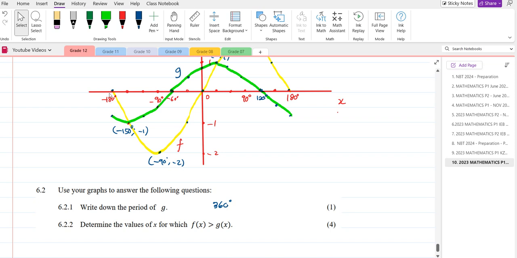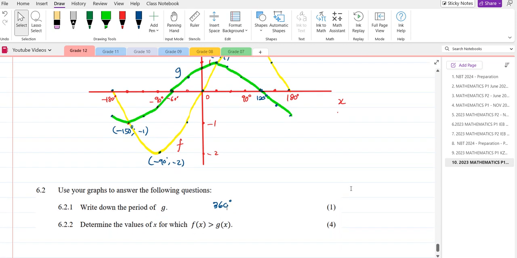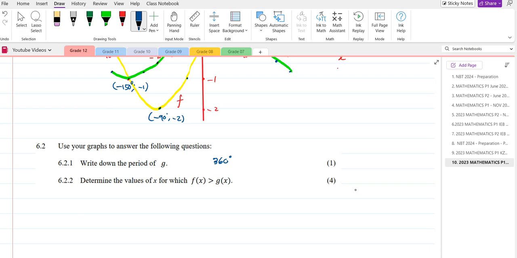At -180, but we have to include -180 because it's always above. At -180, remember, where's the f graph above the g graph? F is the yellow graph, so -180 including to -150 excluding. So x is an element from -180 to 150 excluding, or union, or from, we want f above g, right?